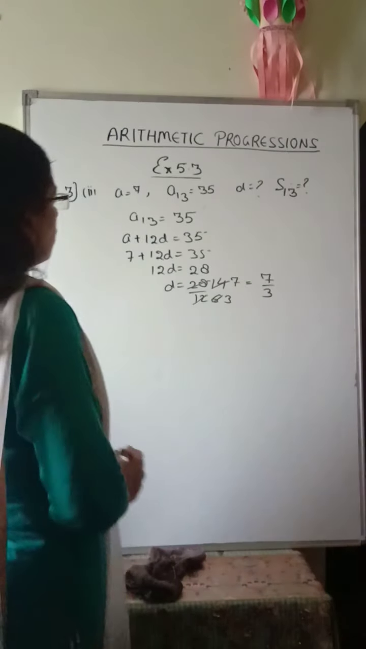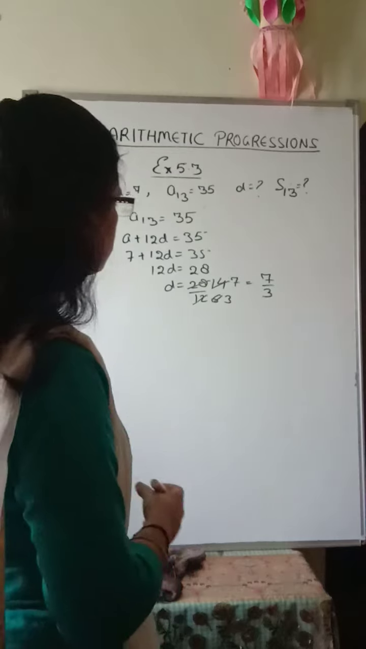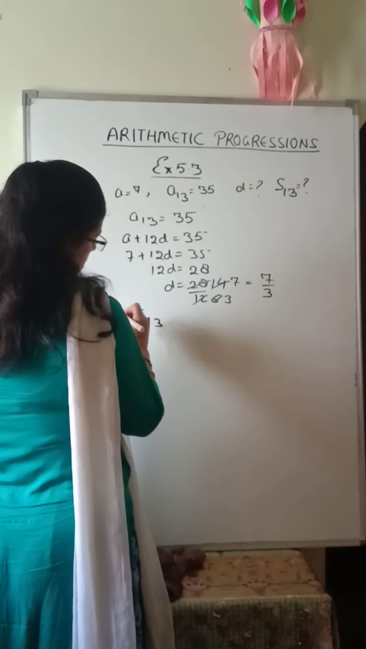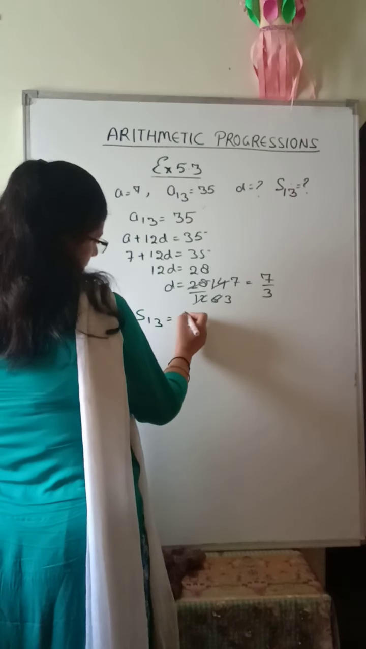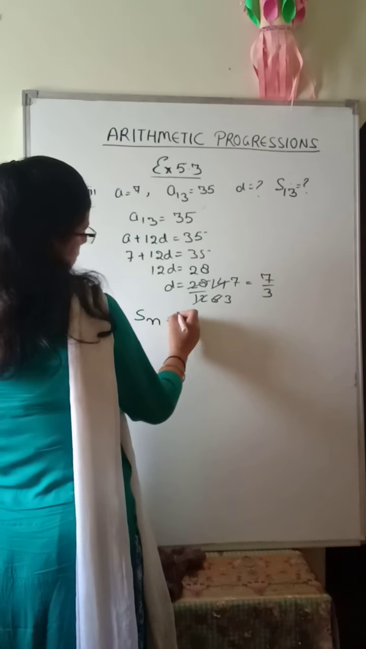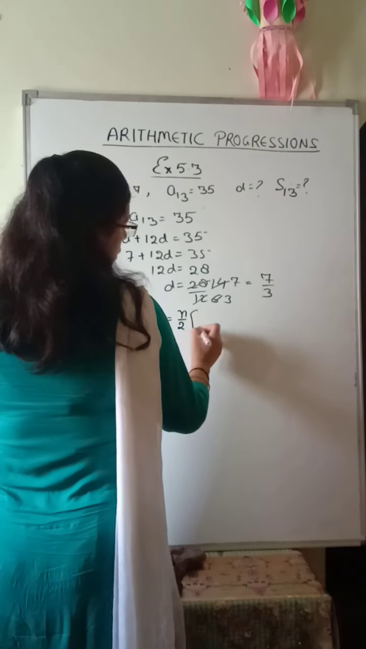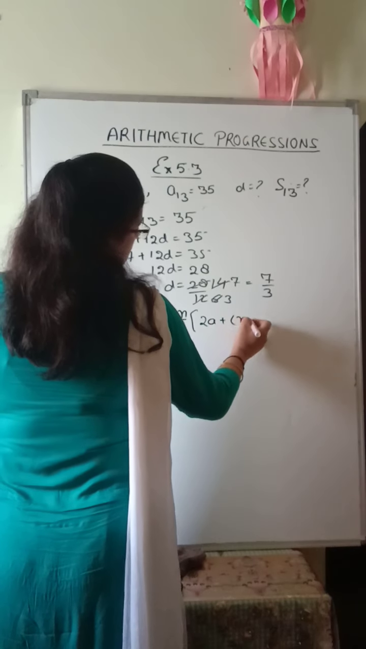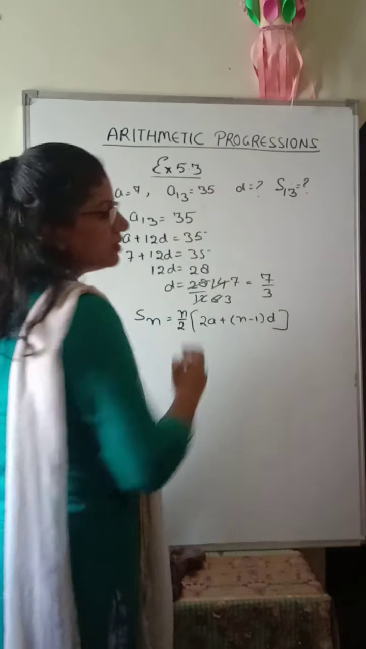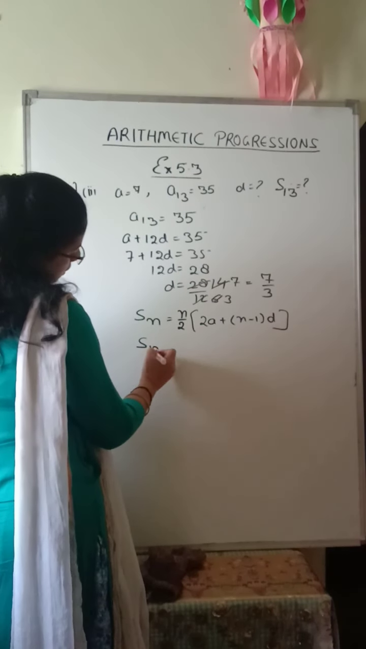Okay, so now we got d, we got a. Now the sum of 13 terms. S13 is n by 2. We use this formula: sum of n terms equals n by 2 into (2a plus n minus 1 into d). We already got d. Now we will use this formula because the last term is not given to us. Now the sum of 13 terms: in the place of n, 13.